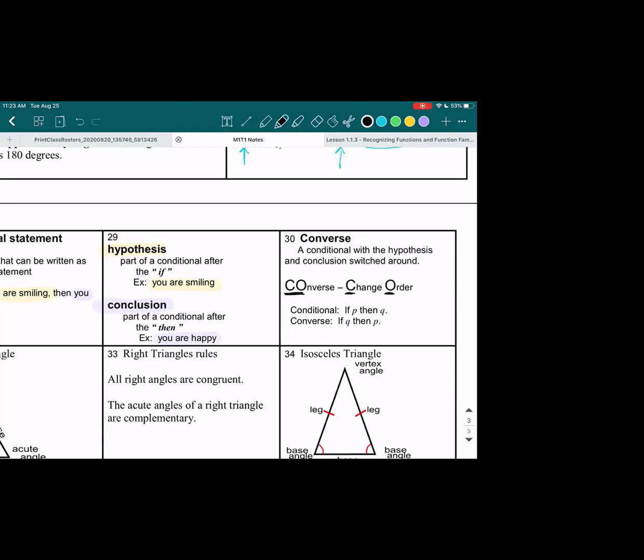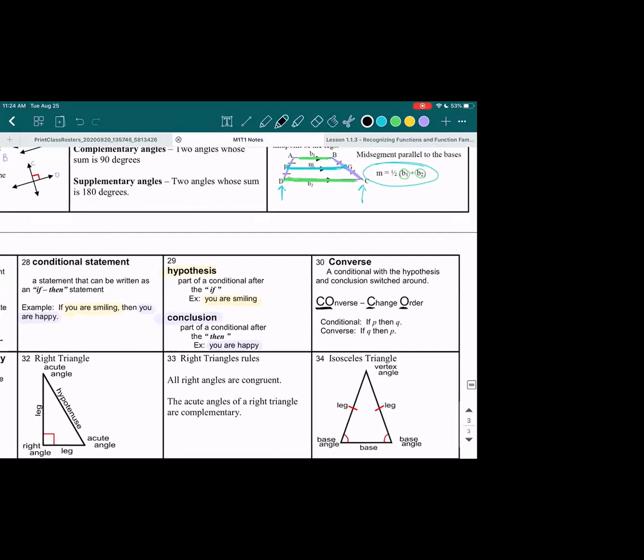So for example, if it says if P then Q, then you switch it: if Q, then P. So if we were to write the converse of our original example, here's the original example. If we're writing the converse for that, I would write if you are happy, then you are smiling. So all we did is switch the order of the hypothesis and the conclusion. You just switch it around.